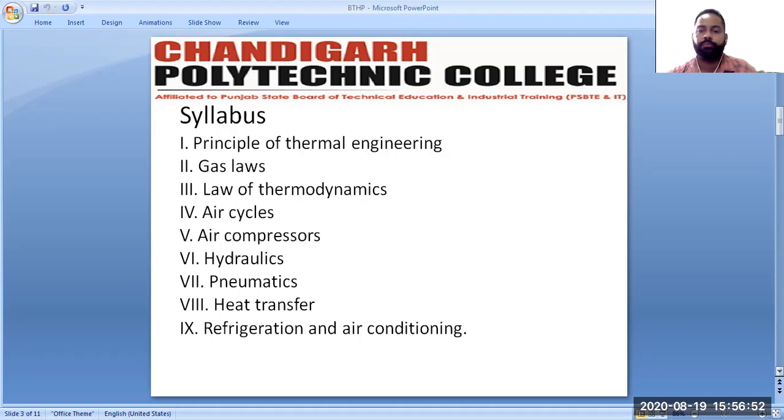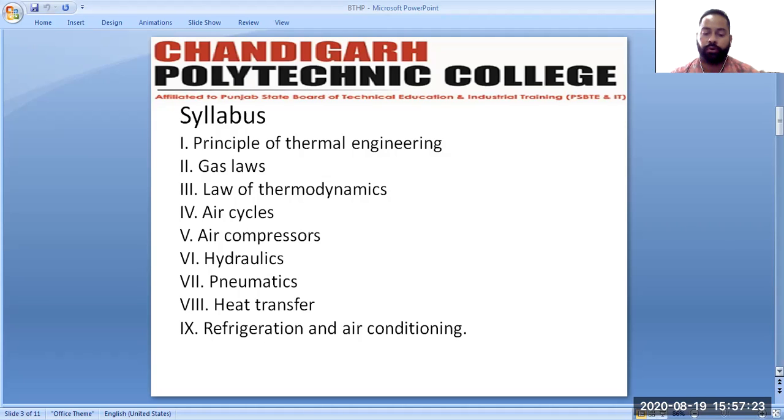The seventh chapter, which is based on the pneumatic system, they will learn basic components and their functions in a pneumatic system, air cylinder, their functions, single acting and double acting air cylinders, air filter, regulator, different types of control valves, concept of automation.